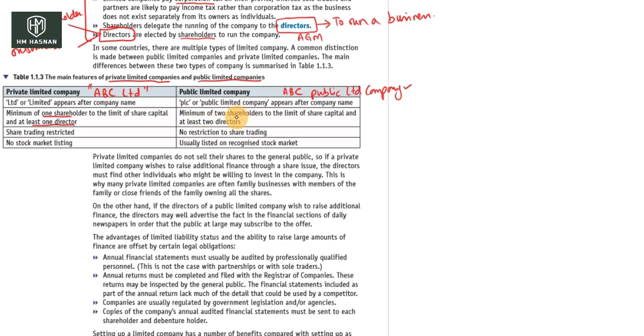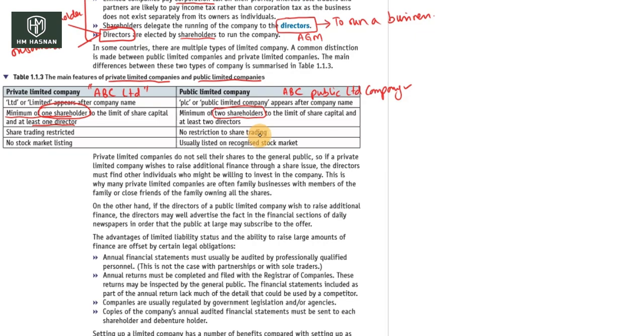Minimum of two shareholders. You have to remember this. In a private limited company, the minimum number of shareholders is one, but in a public company, a minimum of two shareholders, to the limit of share capital, and at least two directors. There should always be at least two shareholders and two directors in a public company. In a private limited company, only one shareholder and one director are required.